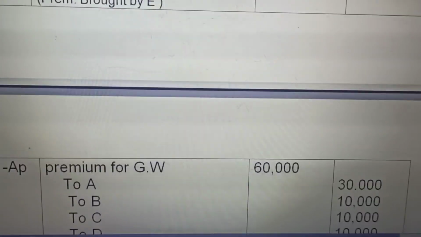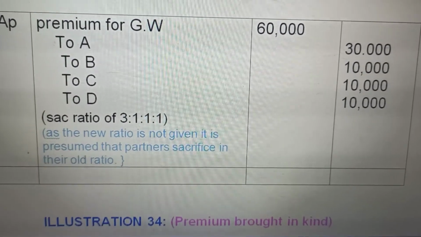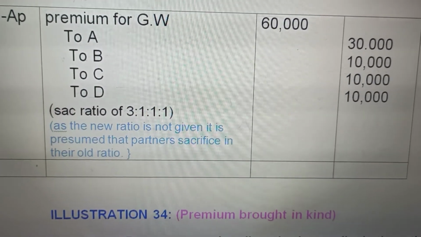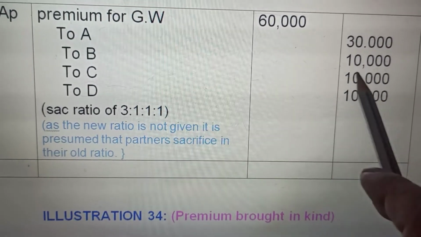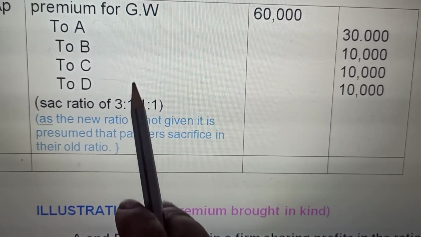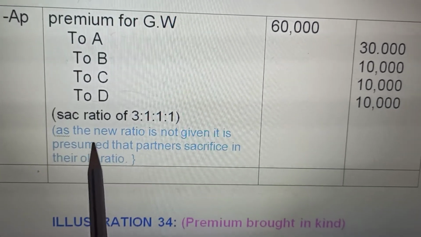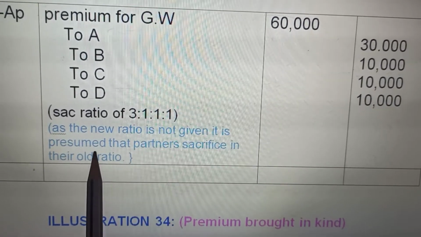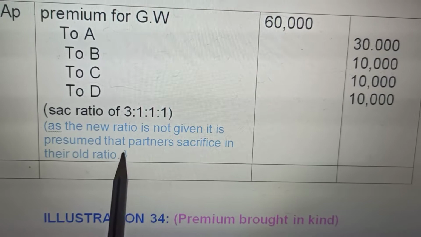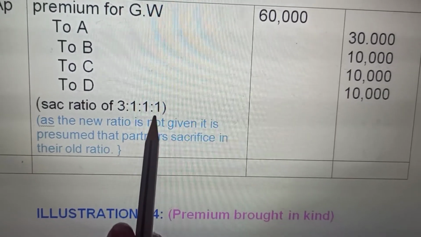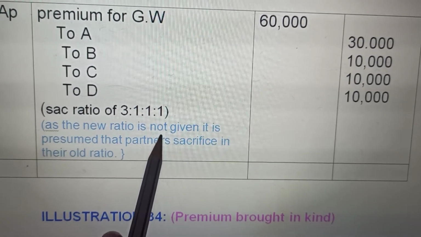Now the same thing will be done with E's premium. Premium for goodwill, E has brought, to A, to B, to C, to D. In the new ratio, after D's admission, we calculated 3:1:1:1. As the new ratio is not given, it is presumed that the partners sacrifice in the old ratio. So it is a presumption: when the new ratio is not given, the sacrifice ratio and the new ratio are presumed to be equal. That I've told you.